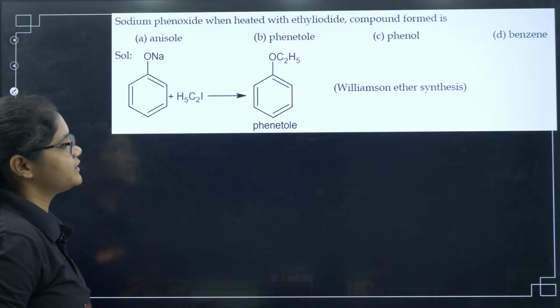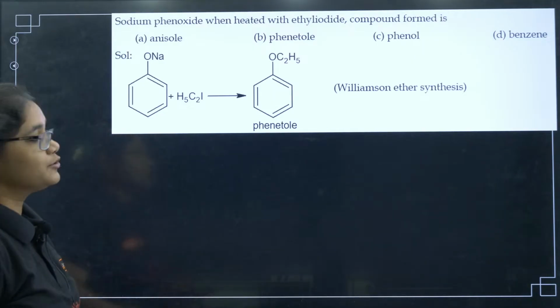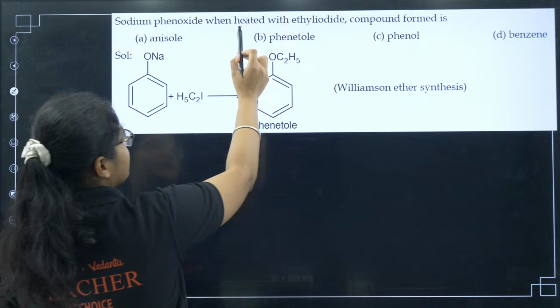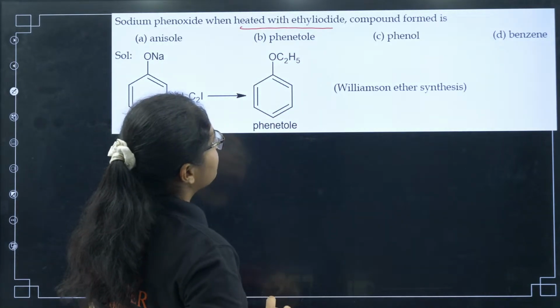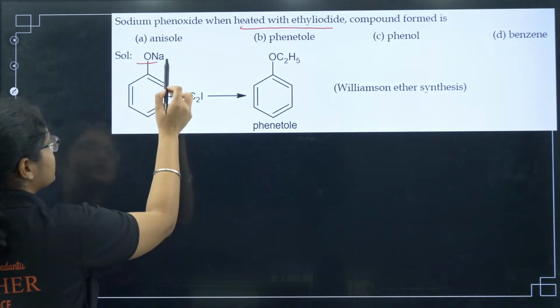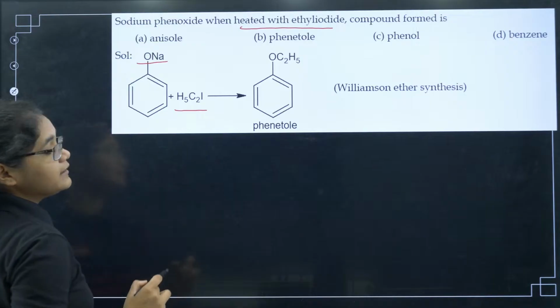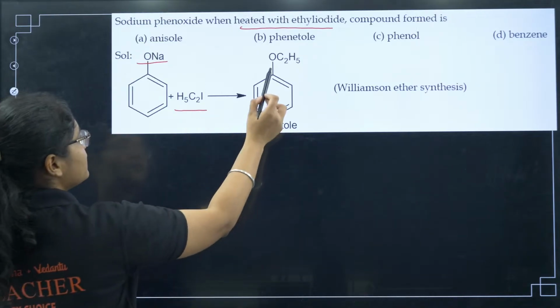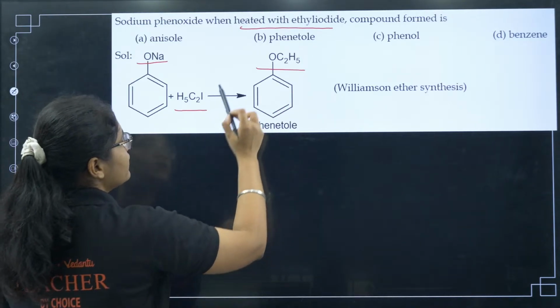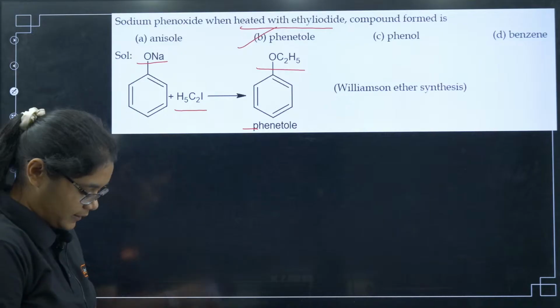Can we answer the next question? I have given you the solution also, sorry. Sodium phenoxide when treated with ethyl iodide, the compound formed is. So you can see the solution, sodium phenoxide when treated with ethyl iodide will give you OC2H5, or phenetole. That is option B here.